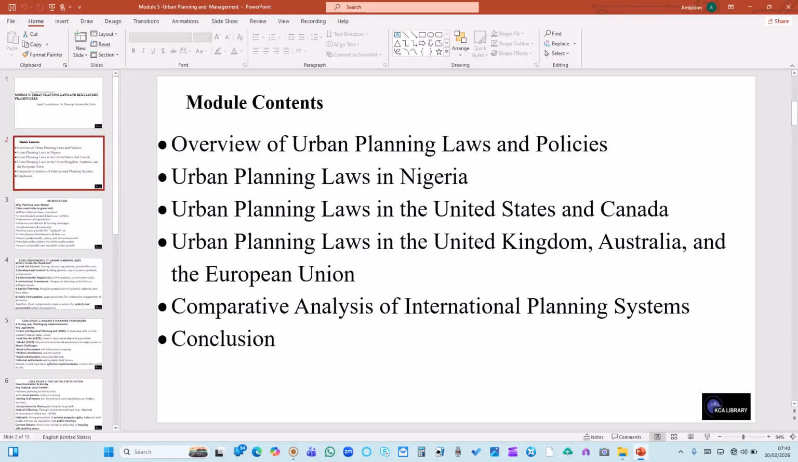The module content here includes: 1. The overview of urban planning laws and policies. Number 2, urban planning laws in Nigeria. Number 3, urban planning laws in the United States and Canada. Number 4, urban planning law in the United Kingdom, Australia, and European Union. Then lastly, we'll look at comparative analysis of international planning systems before we now draw our conclusion.